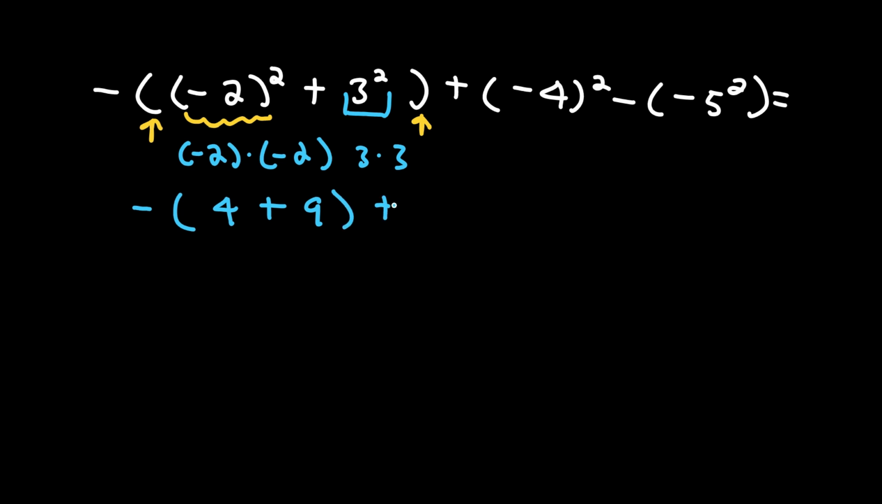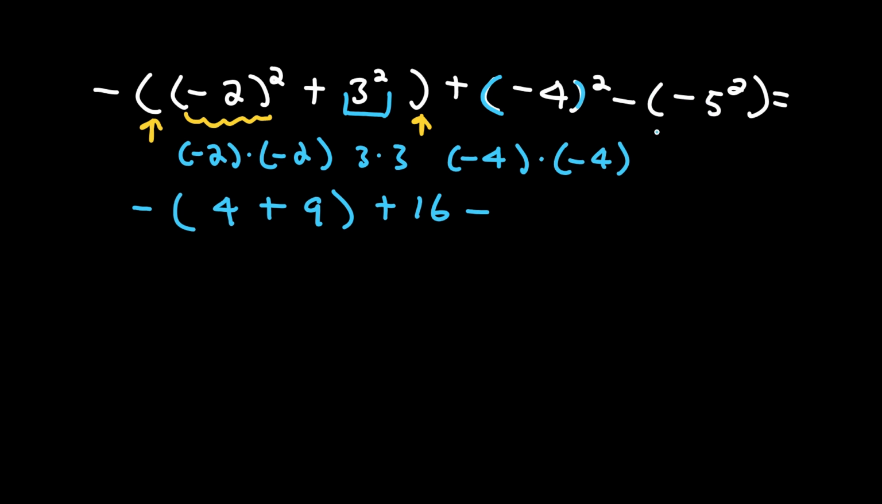Now, let's move on. Let's bring down the sign and let's look at this one. Negative 4 and squared. So as you see, the negative 4 is within the brackets and the square is outside. So negative 4 times negative 4. The negative is included. That is positive 16. Let's bring down the minus sign.